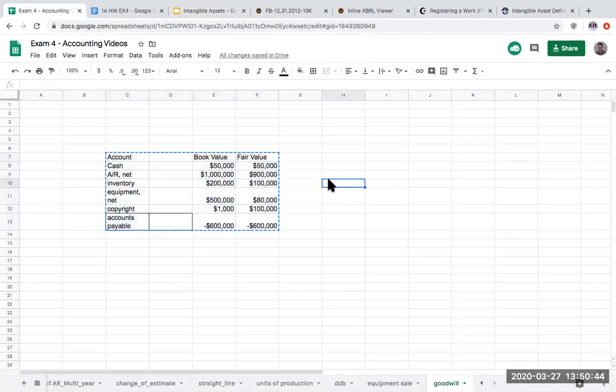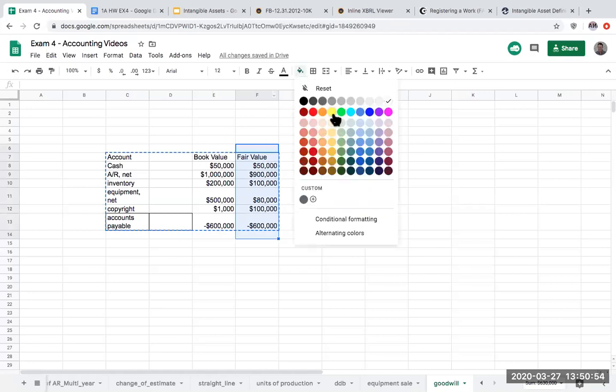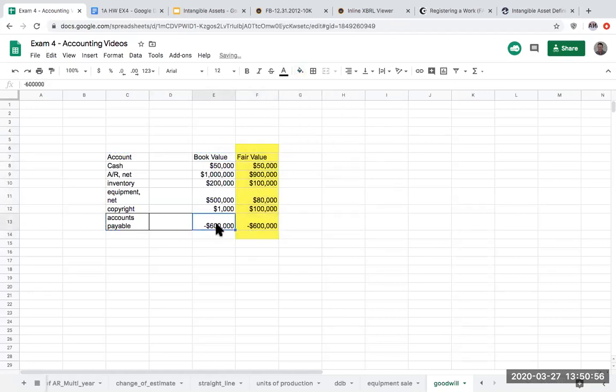So if I come over here and take a look at this, what is the net fair value? Well, I'm going to be looking at this column here. I'm going to disregard the book value that's here. This is what's on the books. I don't care what those book values are. But here, the net fair value is going to be the sum of all of my assets: cash, accounts receivable, inventory, equipment, and the copyright.